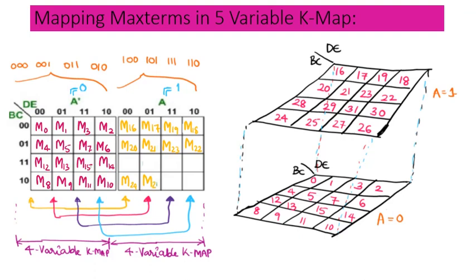On the right hand side you can see the overlap corresponding to the variable A is equal to 0 and A is equal to 1, which as an example I can say that the 8 cell, that is the decimal notation 8, is just overlapped with the decimal notation 24 cell.